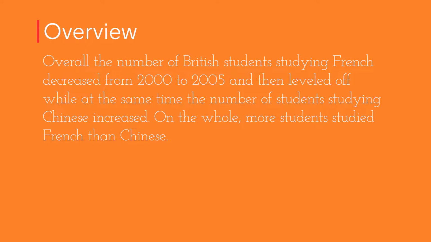So my overview just wants to describe what is a significant trend that can be observed. So it might look like this. Overall, the number of British students studying French decreased from 2000 to 2005 and then leveled off, while at the same time, the number of British students studying Chinese increased. On the whole, more students studied French than Chinese.